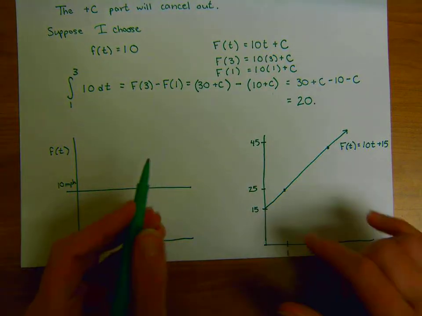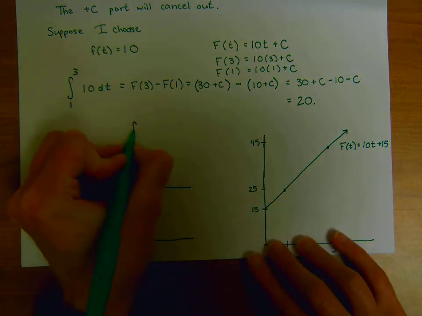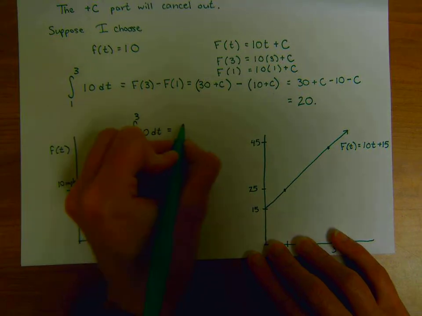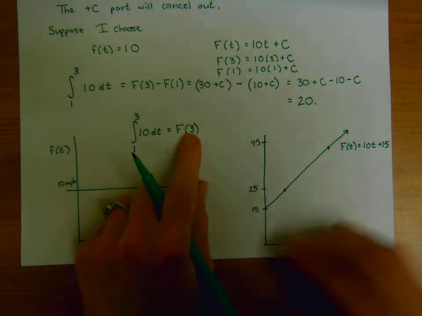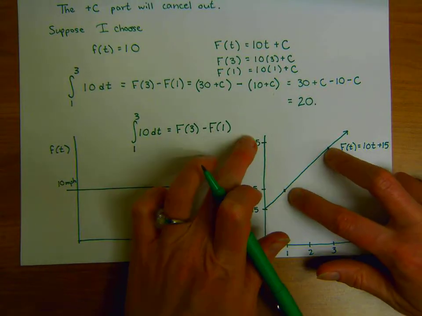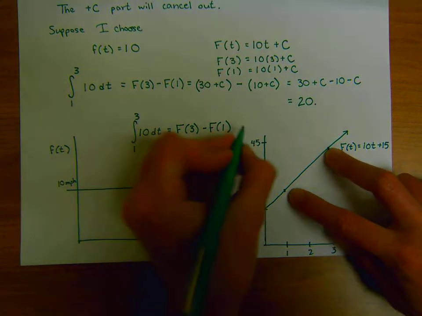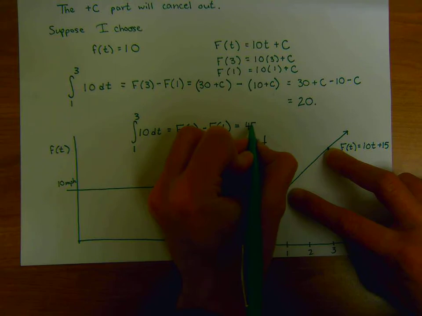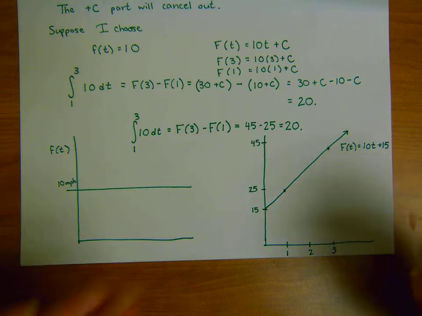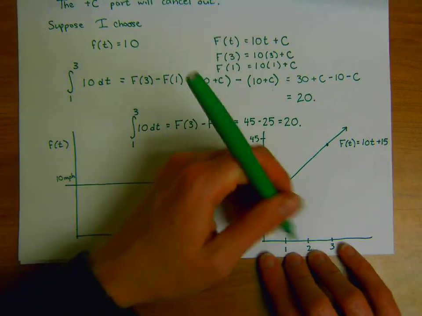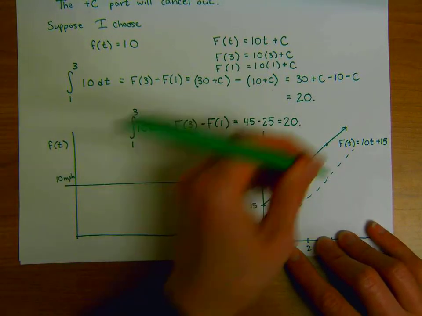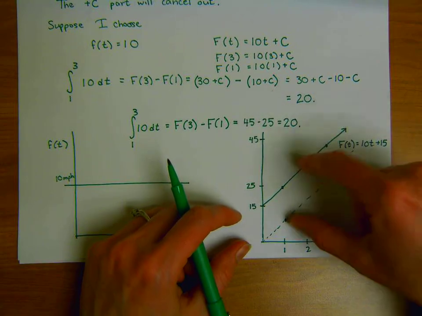We see that the net change, and maybe I'll write in this example, the integral from 1 to 3 of 10 dt is still going to be the change f of 3 minus f of 1. It's just in this case, change is going to be 45 minus 25, which is still 20 miles. Whereas previously, here's our old f of t function. The net change in the outputs is still going to be the same.